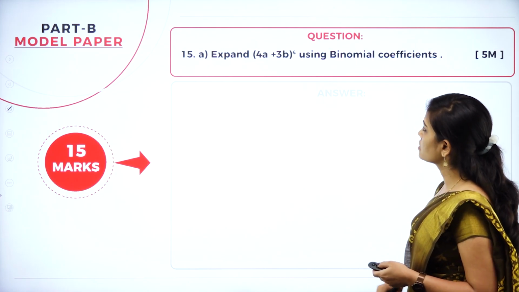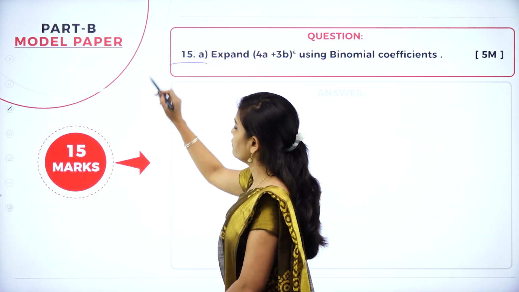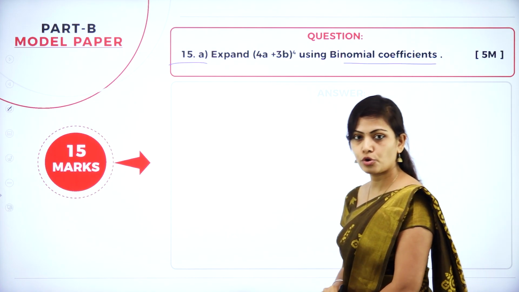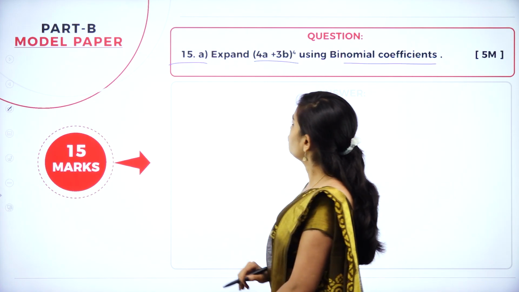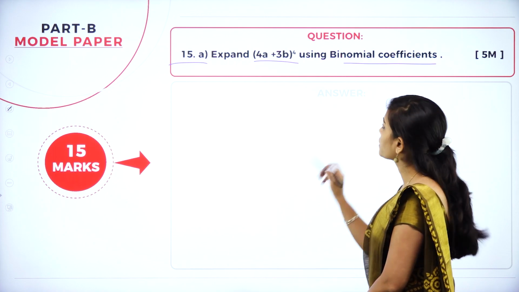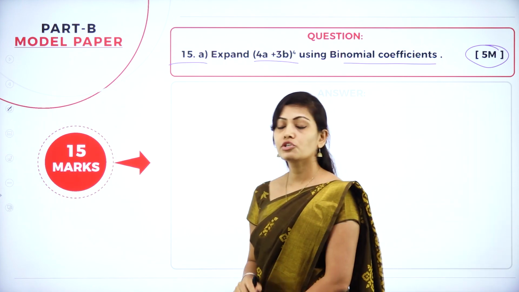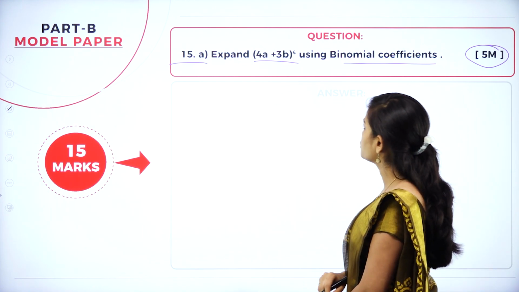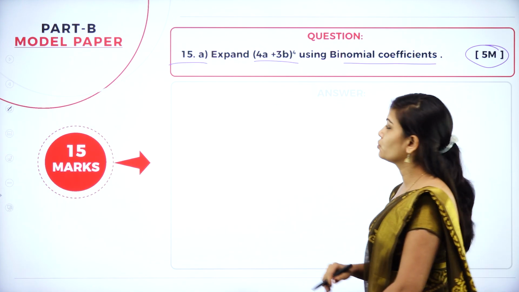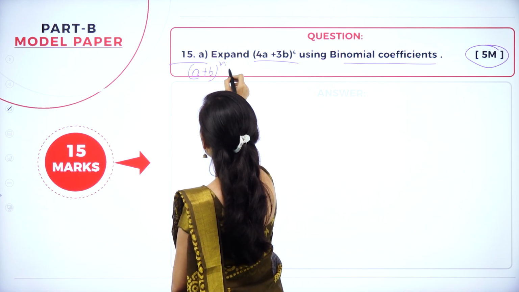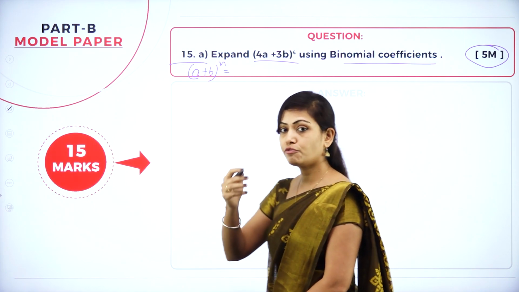And the next one is the 15th question. Very, very important question. Definitely there will be a question on this topic, that is binomial coefficients. Expand the term (4a plus 3b) power 4 by using binomial coefficients, for 5 marks. I have already discussed this binomial coefficient problem. You have to use the formula (a plus b) power n. So what is the formula?